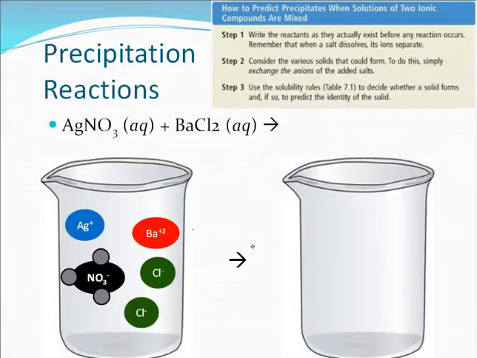So let's try an example here. Your book says there are 3 steps to predicting whether a precipitate will occur. The first is to write down the reactants as they exist before any reaction occurs. Remember that when a salt dissolves, its ions separate. And so here we have AgNO3, silver nitrate, which will be Ag+ and NO3-. And BaCl2, which will be Ba2+. From where it's at on the periodic table, we know it has 2 valence electrons, so it will take on a +2 charge in a compound. And Cl-, and there's 2 of them, and so they will separate into 2 separate ions.